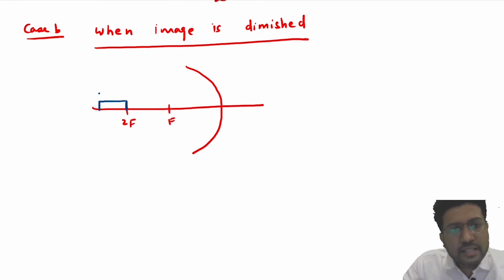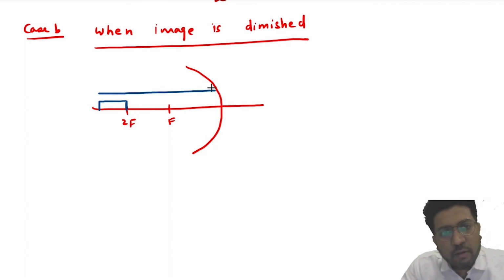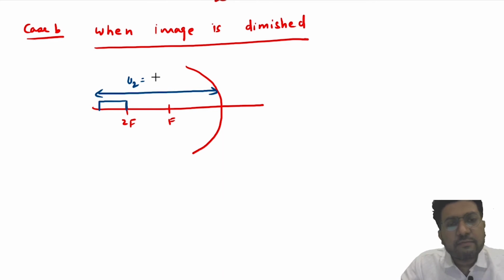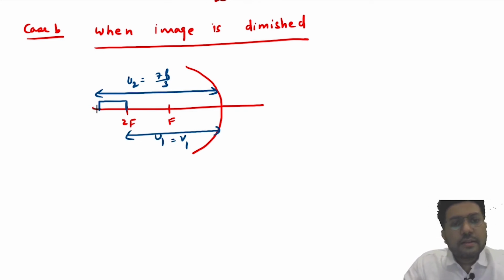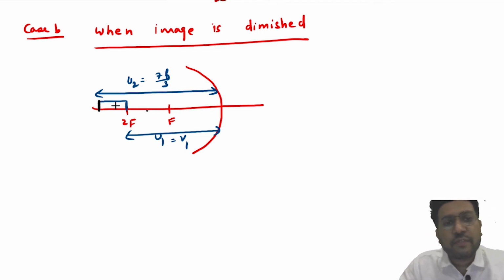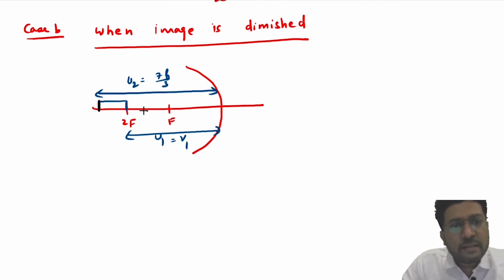And this length is f by 3. So this length will be how much? This length is suppose u2, and this is equal to 2f plus f by 3, that is 7f by 3. Okay, this distance is u1, and this is also equal to v1. But for image, this object will form an image here because object beyond 2f, image is between f and 2f, right? So this is the image. So we need to find the length of the image.